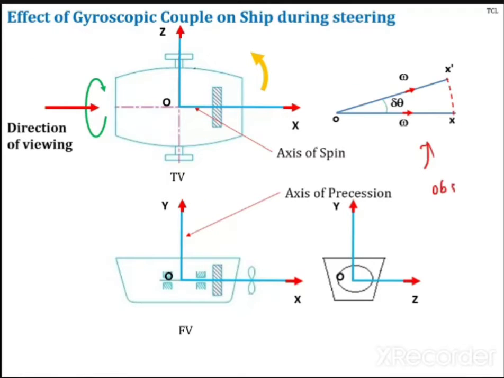Now I want the answer from you: where will the reactive gyroscopic couple act and where will the active gyroscopic couple act? This is the active gyroscopic couple. Will the active gyroscopic couple rotate clockwise or anti-clockwise? Clockwise, because it is away from the observer. The reactive gyroscopic couple will rotate anti-clockwise, because it is towards the observer. Now what is the effect?